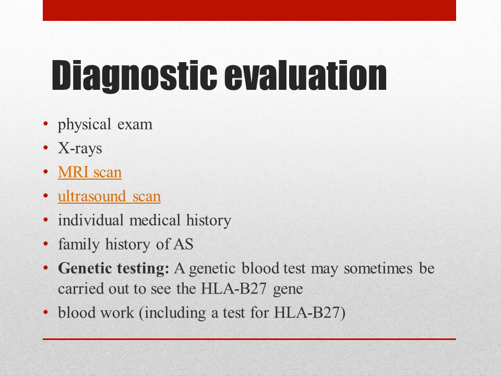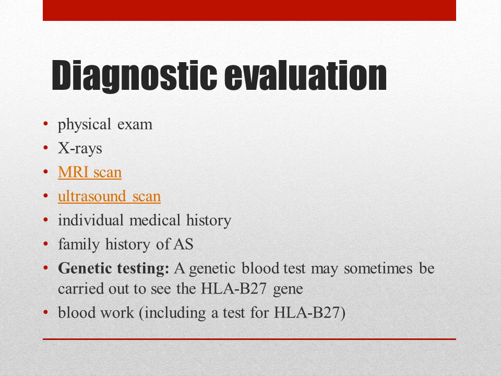The diagnostic evaluation to find out ankylosing spondylitis is physical examination. We will assess which particular joint has been affected. Through X-ray we can find out which bone has been fused, and then MRI scanning, ultrasound, and individual medical history will be taken to find out what genetic disorder they have. Then genetic testing will be done to find the particular antigen HLA-B27. This is done through a genetic blood test.